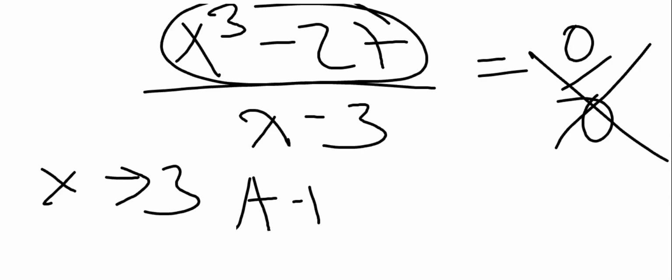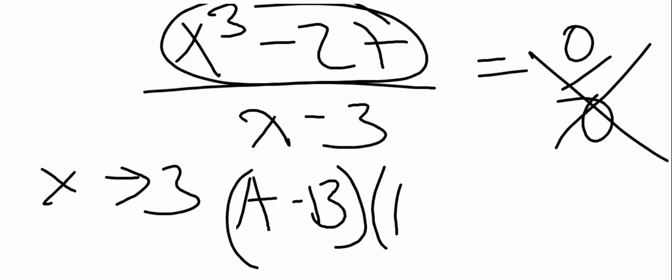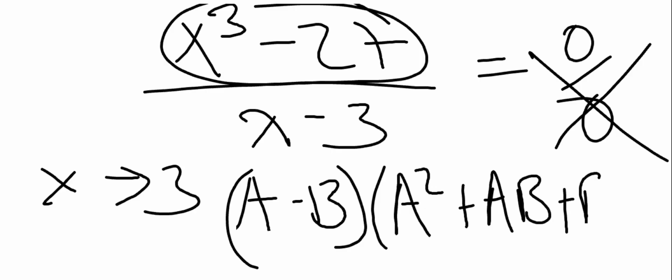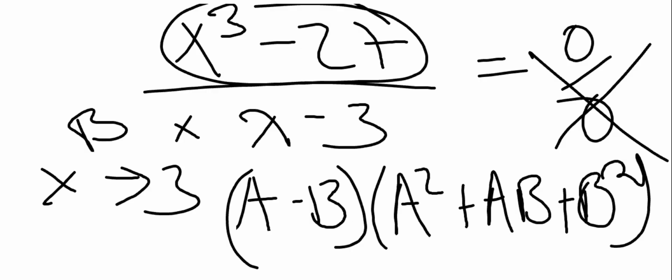Factorizing this top part, we have a minus b times a squared plus ab plus b squared, where a represents x and b represents 3. In this case, we have 3 to the power 3, which is 27, so b here represents 3. This is how you go about factorizing the top part. You should master this formula. It should be in your heart.